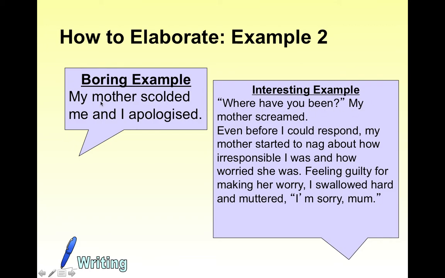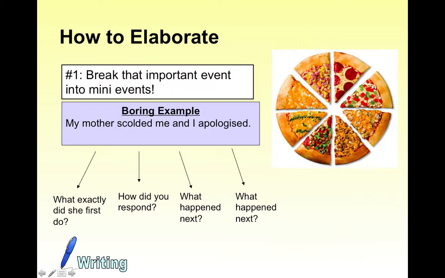So instead of just saying my mother scolded me, you say, "Where have you been?" My mother screamed. How did your mother scold you? You see, describe to me using dialogue. You can give your essay some sounds, right? Even before I could respond, my mother started to nag about how irresponsible I was and how worried she was. So this part is still talking about how she scolded you. A lot of detail here. Feeling guilty for making her worry, I swallowed hard and muttered, "I'm sorry, Mom." So this is how you apologized, right? So instead of just saying it briefly, tell me exactly what happened.